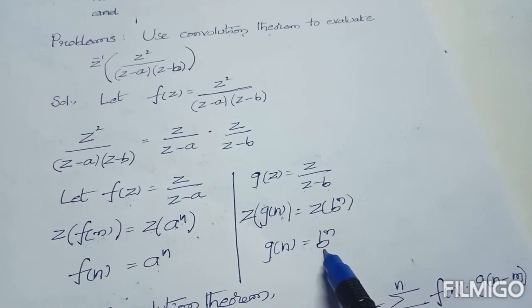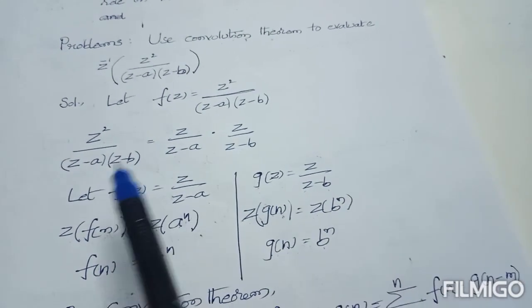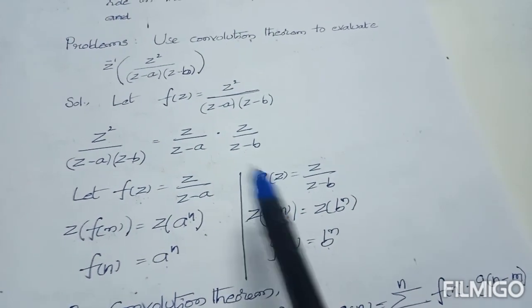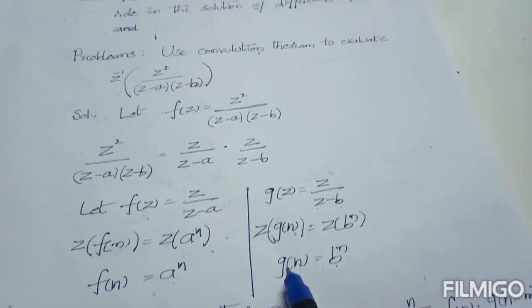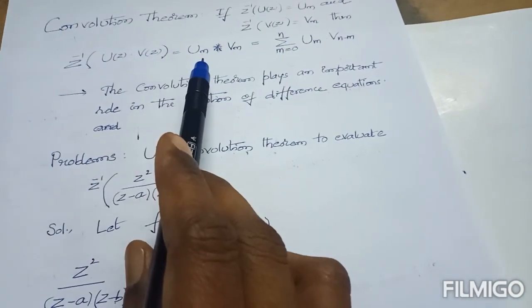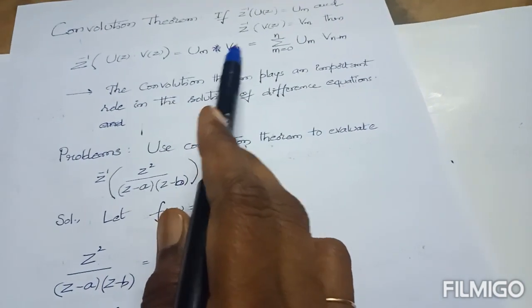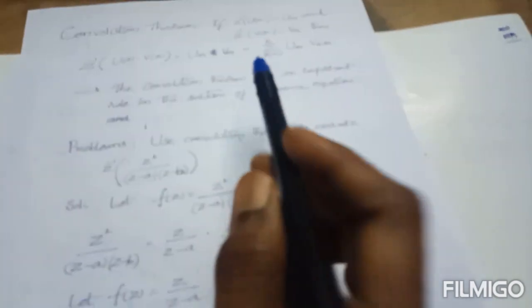Now, according to the convolution theorem, we need four functions: F of z, G of z, f of n, g of n. According to the statement, these are u of z, v of z, u of n, v of n. The four functions are clear, so we can use the result of the convolution theorem.